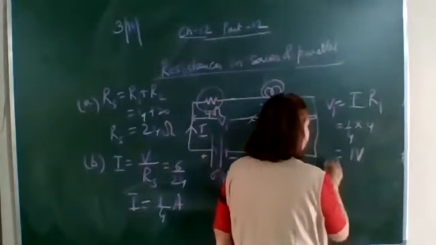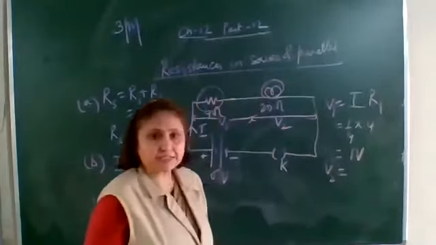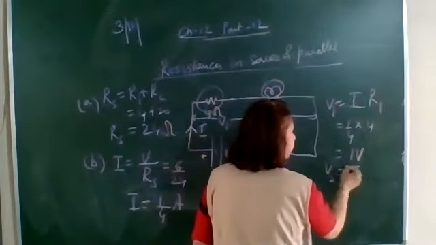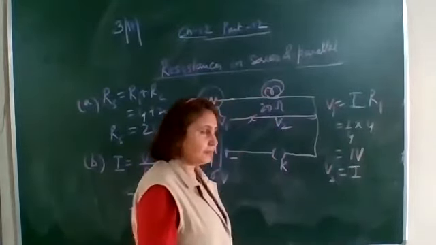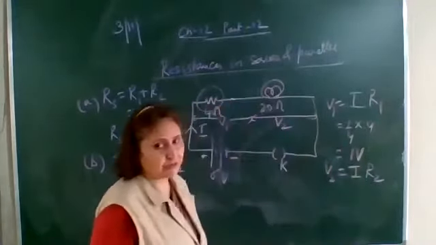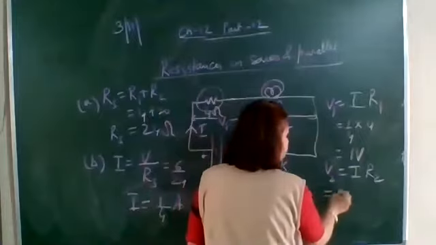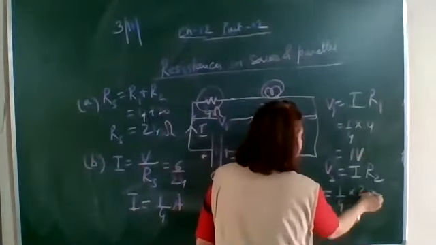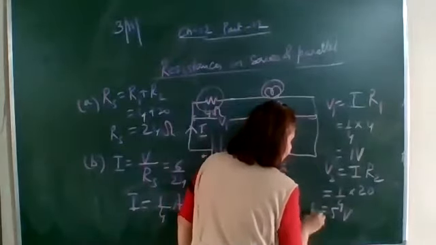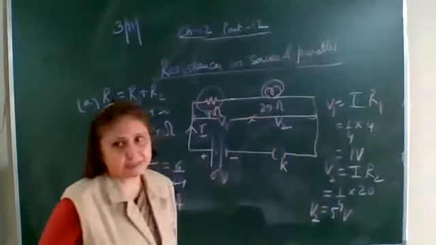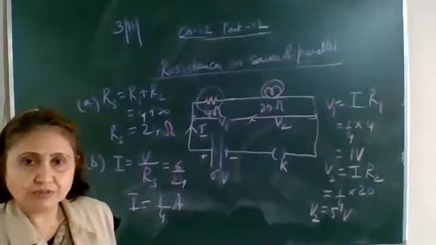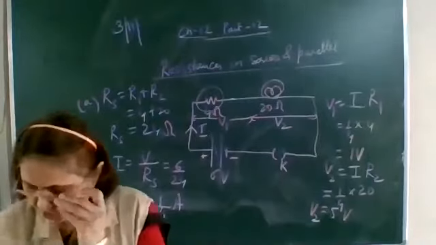So the potential difference is 1 volt. In the same way, let us find the potential difference across 20 ohms. V2 is equal to, again, the current is the same, I only, into the resistance of the lamp, R2, which is 20 ohms. I here is 1 by 4 ampere and R2 is 20. So the potential difference across the 20 ohm resistor, that is across the lamp, is equal to 5 volts. Is it clear? This way we solve the question.